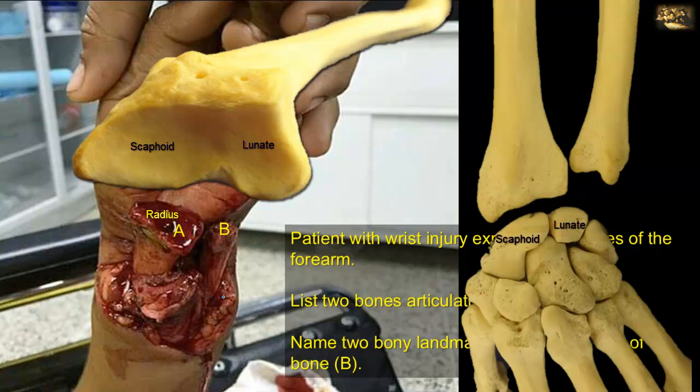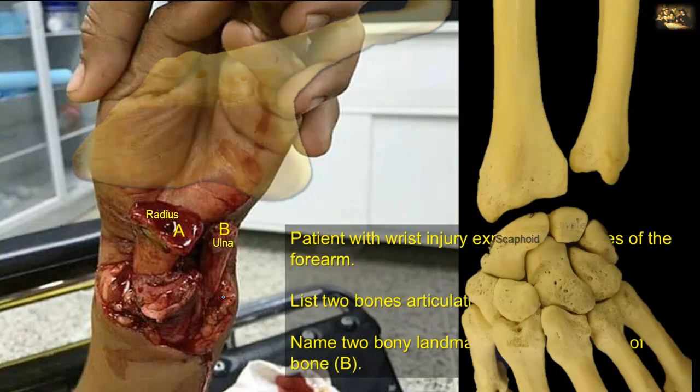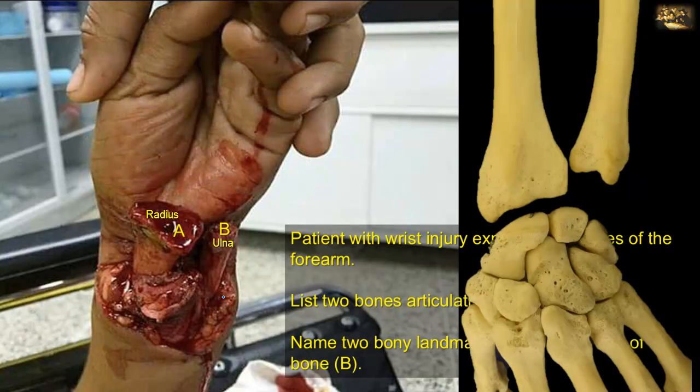B is the distal end of the ulna. It has two bony features, this distal end of the ulna: the head of the ulna that articulates with the distal end of the radius at the distal radio-ulnar joint, and the other feature is the styloid process of the ulna.